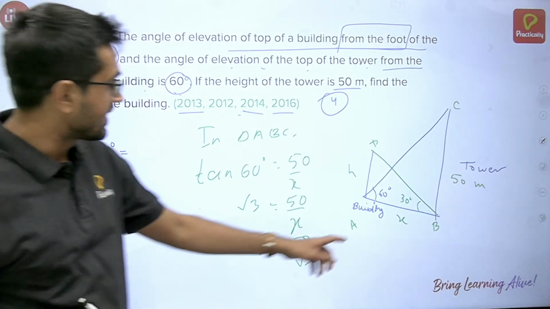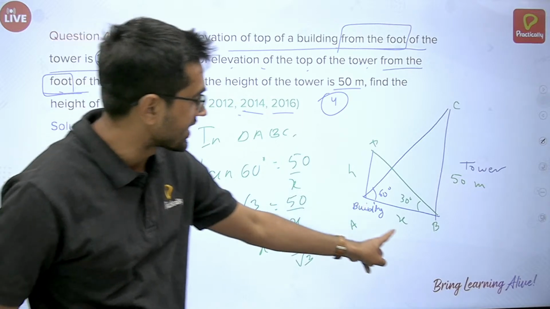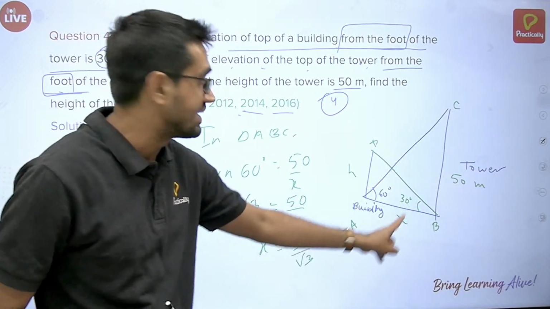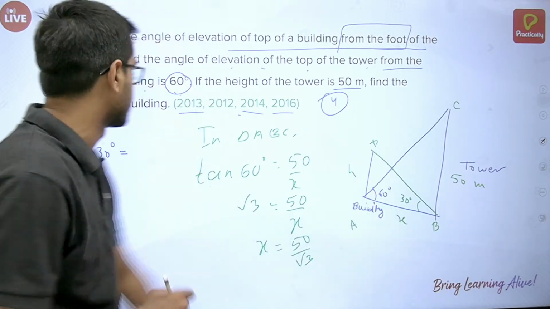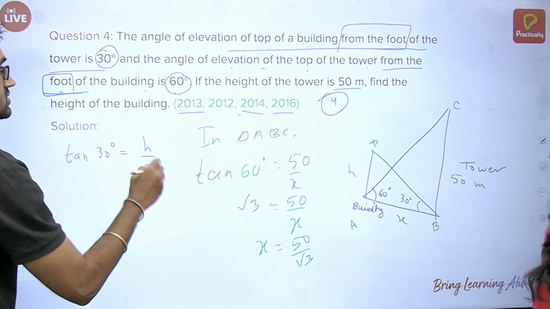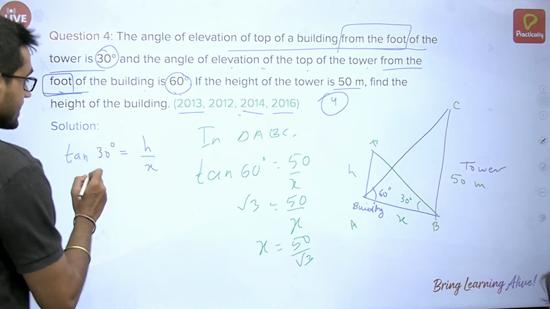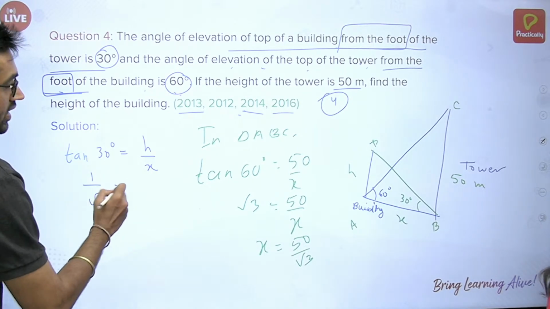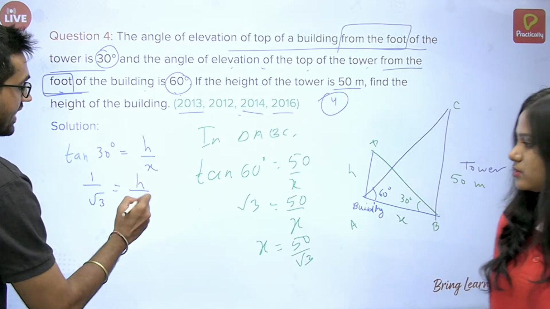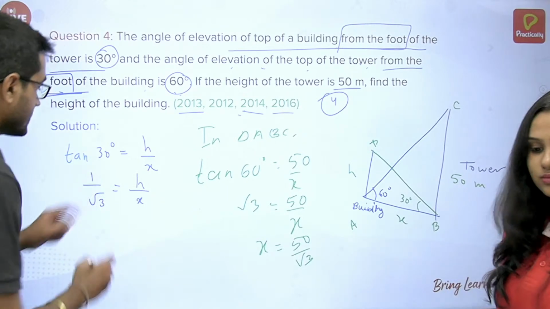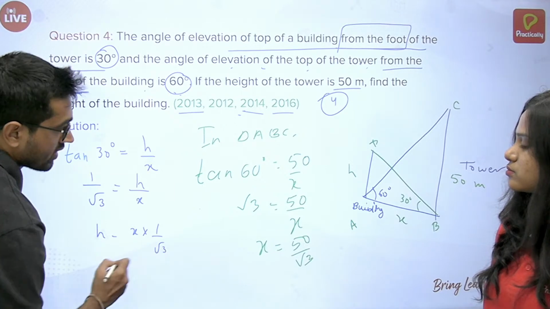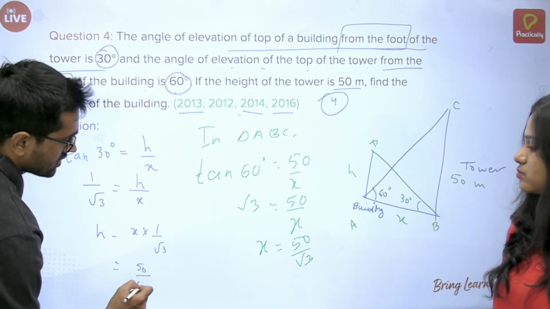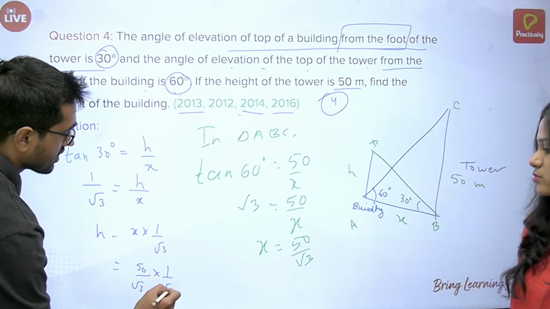Tan of 30 degree is nothing but, in the triangle ABD, 30 degrees has h opposite and the base is x, so it is h by x. Now you see tan 30 is 1 by root 3, h by x. So I can send this here. So h is nothing but x multiplied by 1 by root 3. X is nothing but 50 by root 3, multiplied by 1 by root 3.